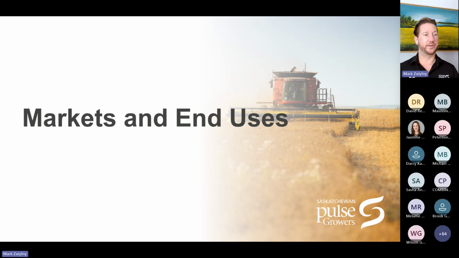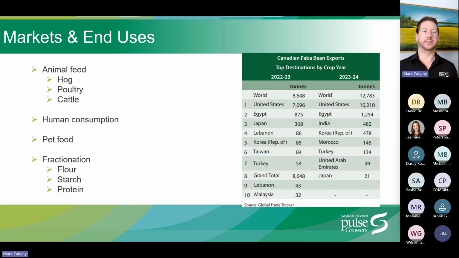And then lastly, for faba beans, is the markets and end uses. As you can see here, the biggest markets that we are currently selling into are the United States and Egypt. They take the majority of our crops. We are always in competition with countries such as Australia and France. They're the other two big producers of faba beans and do a lot of exporting. So that is one thing to be aware of.